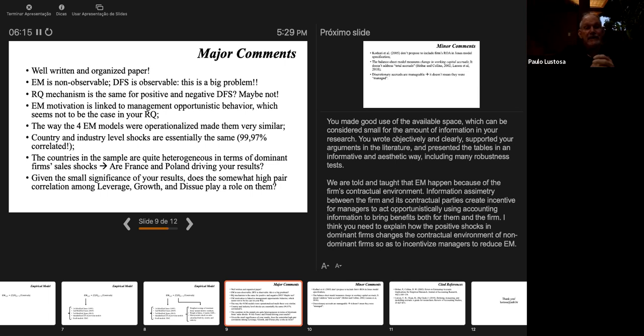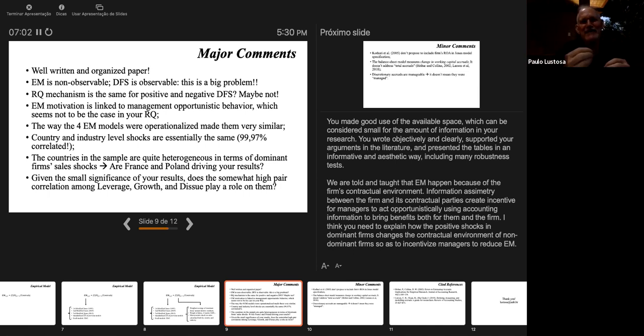So your research question is the same for positive and negative dominant firm shocks. And maybe I think that the mechanism is different. So when we have a positive sales shock, as you said, this impacts positively the economy and spillovers in many different ways and can benefit the non-dominant firms. And one of these consequences may be reducing earnings management. But I'm not sure if the reverse is true.